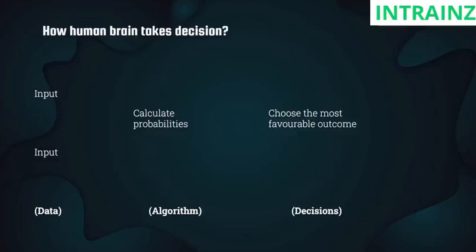So here, the probabilities that we calculated in our brains: do I want to go there, or when last time some of my friends visited there, they gave it a worst rating, so do I still want to go there? All these calculations are essentially an algorithm, right? And the outcome that we get is the decision.